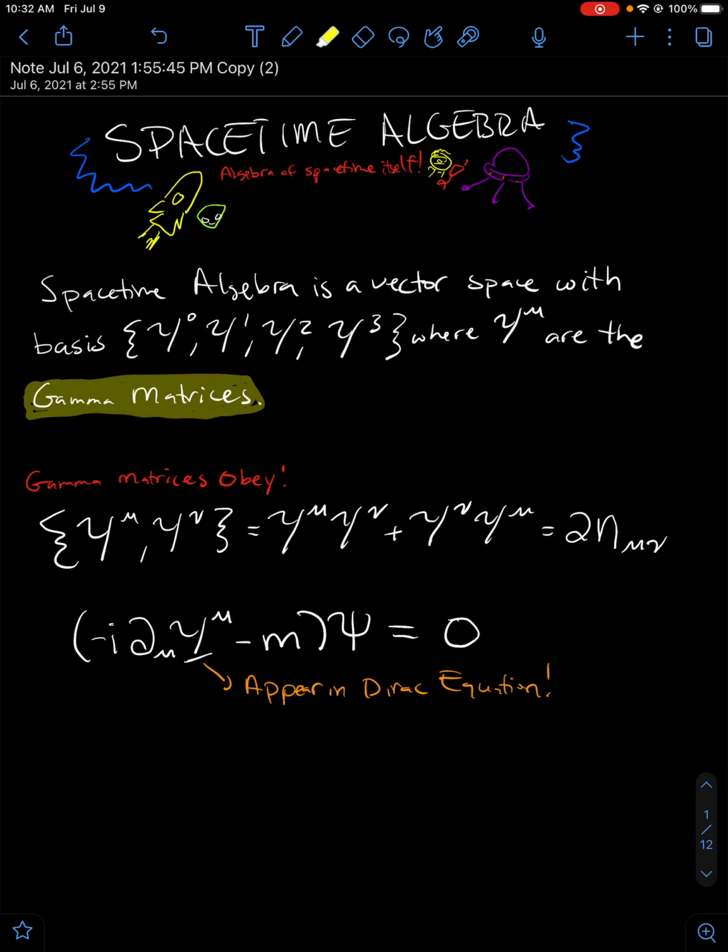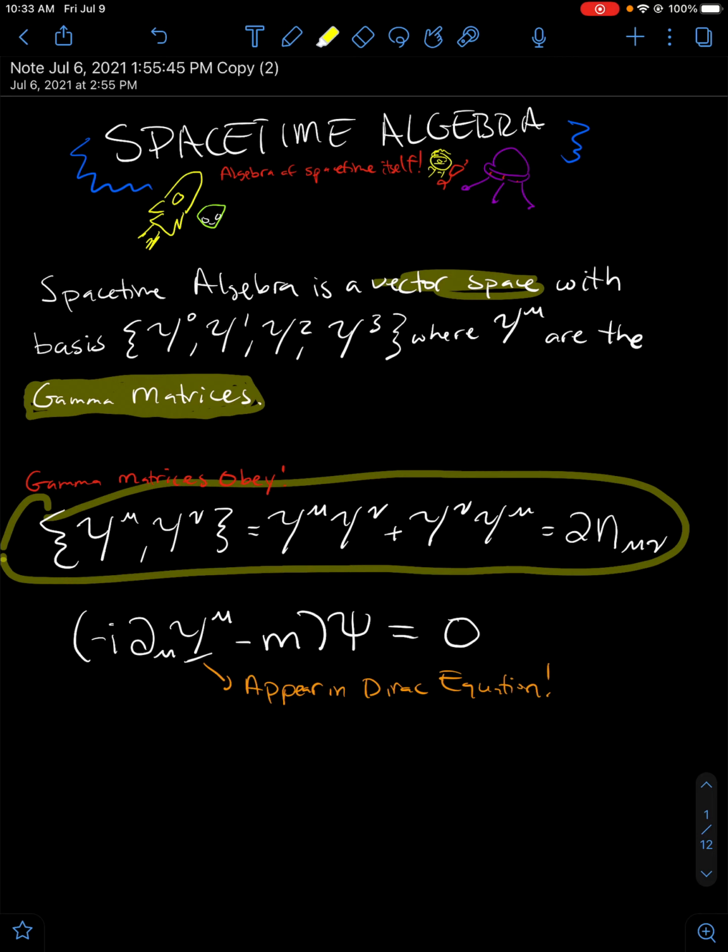The spacetime algebra is defined as a vector space with basis gamma naught, gamma 1, gamma 2, gamma 3, where gamma mu are the gamma matrices. Now, it's perfectly fine if you don't understand what I said at all. I'll be going over it in like 5 minutes. Now, these gamma matrices obey this commutation relation over here, known as the Dirac Commutator.